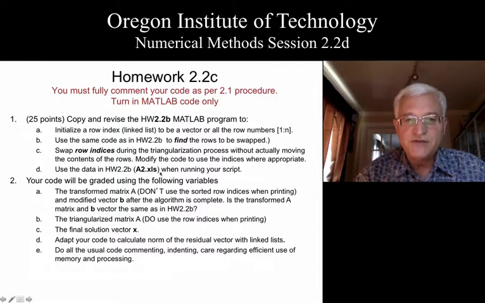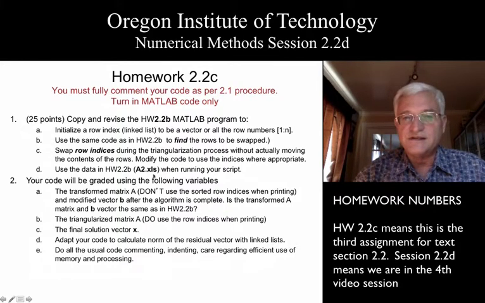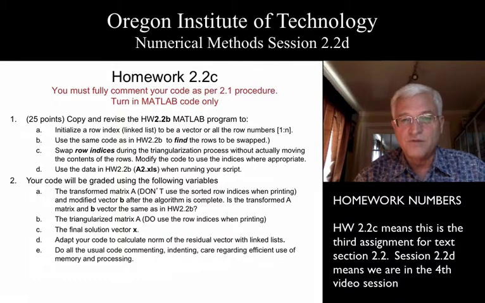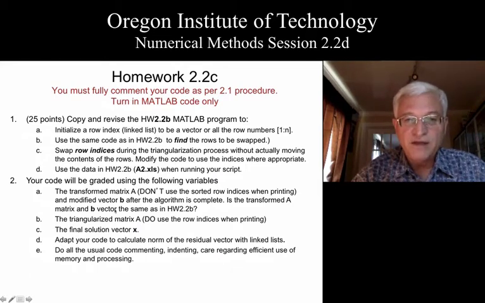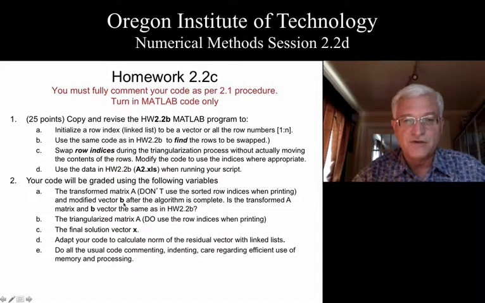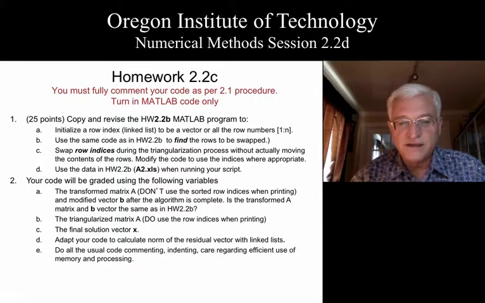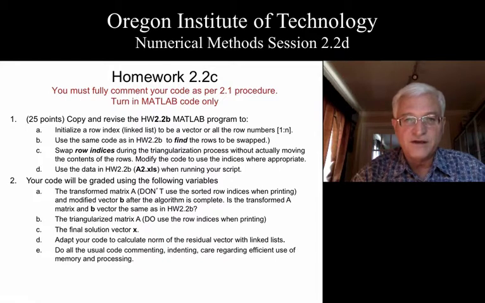Continue using a2.xls. We're going to try to solve this using the same data. Your result should be the same as homework 2.2b, but your A matrix and your B matrix won't look the same. So I will be checking your A matrix and your B vector to make sure they are correct. Make sure you adapt your code to construct the residual vector using the linked list. Make sure that you do all the normal commenting and indenting and all the normal care it takes with writing it. So there's your homework.